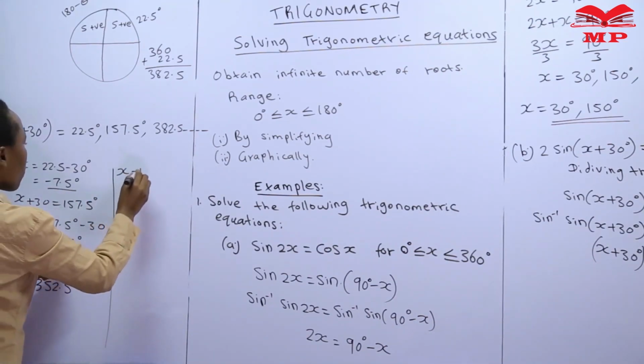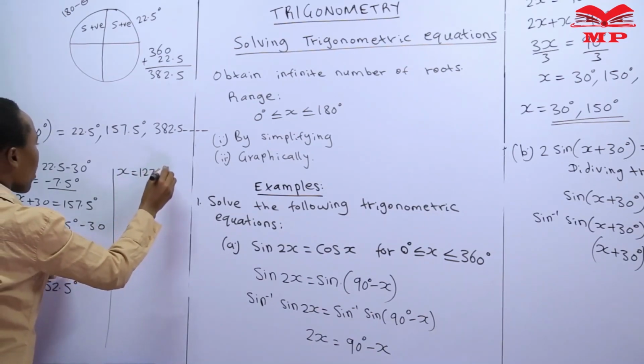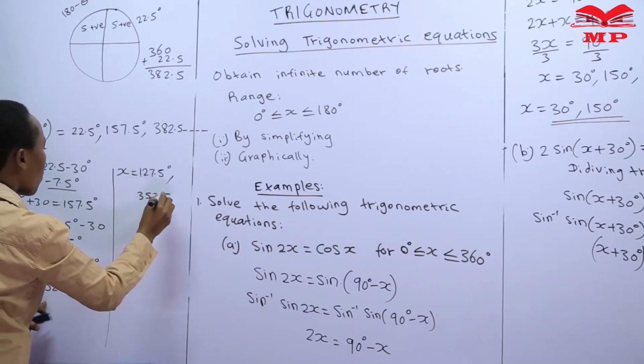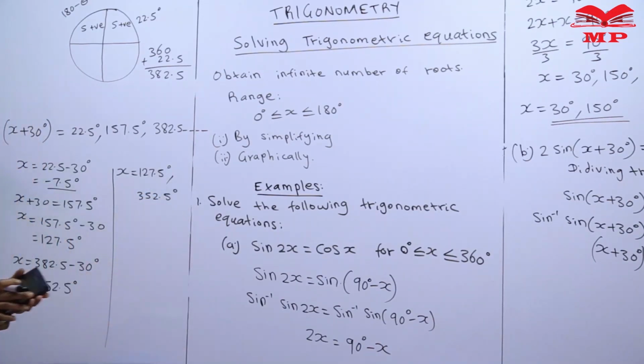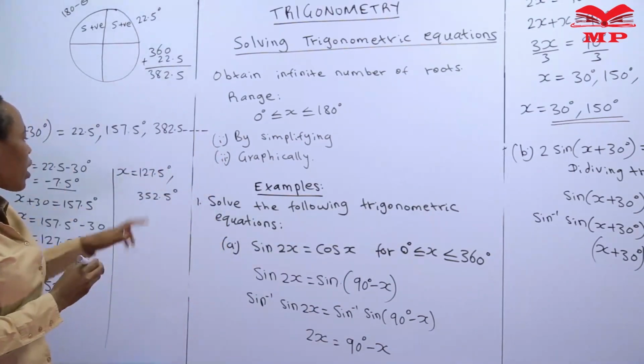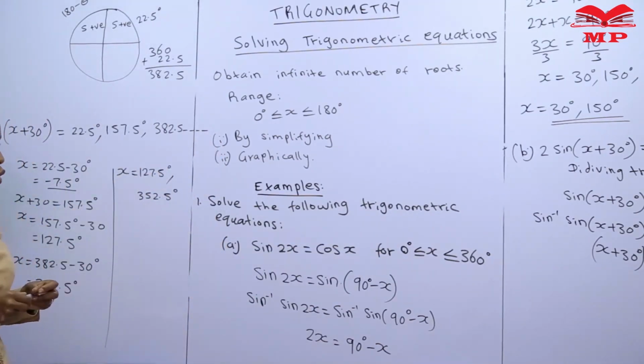So we'll have therefore 127.5 degrees, and we also have 352.5 degrees. If we continue, we'll be outside 360. So that's what we have for the solutions.